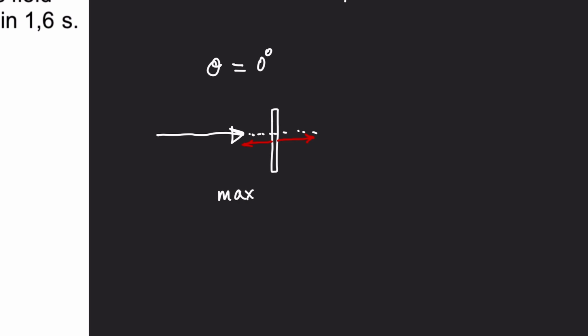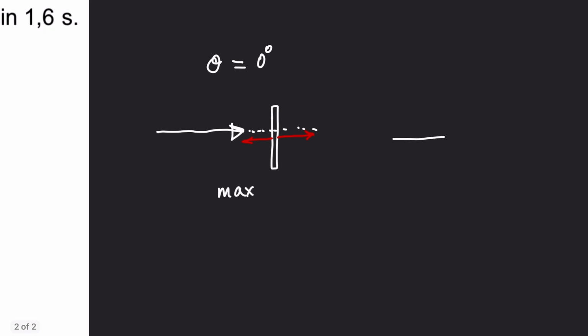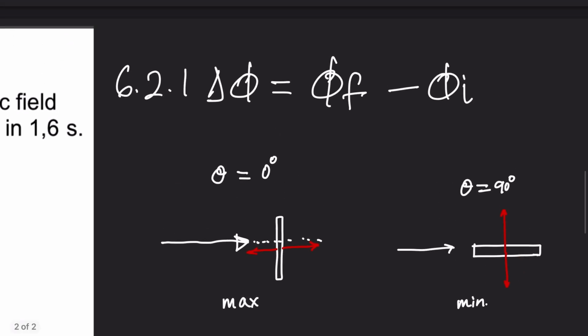But when it rotates, meaning when the magnetic field is like this, but now the coil is like this, that means the normal of the coil is actually pointing up or pointing down. And then the angle here is going to be 90 degrees. That's when you're going to have a minimum. Now, let's go back to our formula.